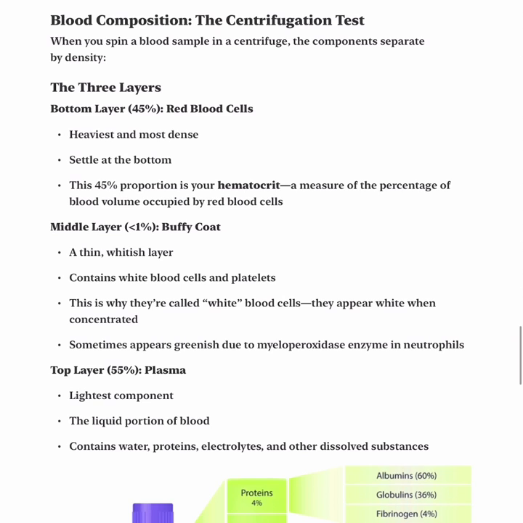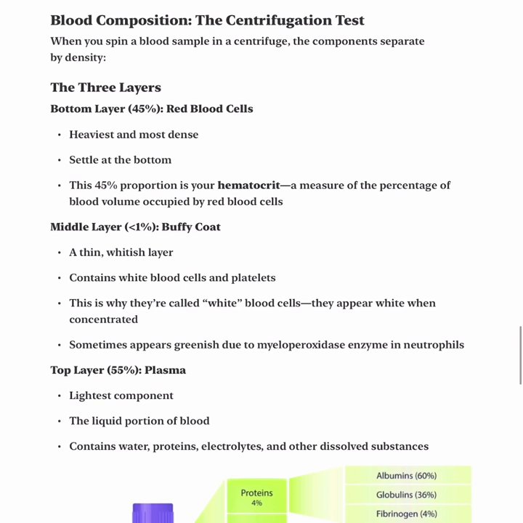This 45% of the proportions is your hematocrit. It's a measure of the percentage of blood volume occupied by red blood cells. Now, the middle layer, which is less than 1%, this is the buffy coat. This is a thin, whitish layer. It contains white blood cells and platelets. This is why they're called white, quote unquote, blood cells. They appear white when concentrated. And sometimes they can even appear greenish due to the myeloperoxidase enzyme within those neutrophils.